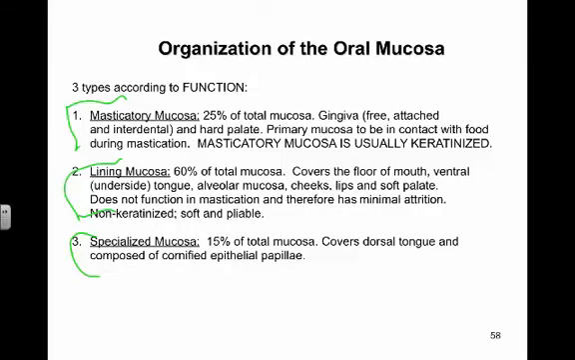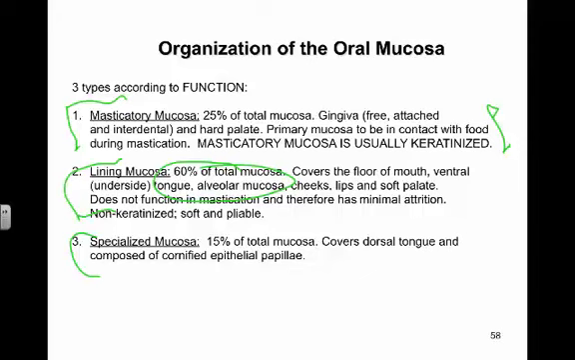Masticatory mucosa is about a quarter of all the oral tissue. The predominant one is the lining mucosa, and that is your gingiva, your interdental, that's your hard palate. Masticatory mucosa is predominantly keratinized with different types of layers of keratinization. So it's your primary thing.